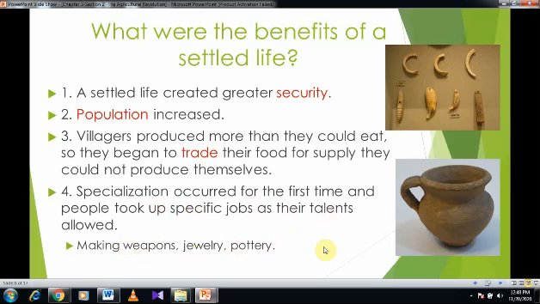So, the four advantages again of a settled life were: number one, security; two, increase in population; three, trading with the nearby areas; and four, specialization.